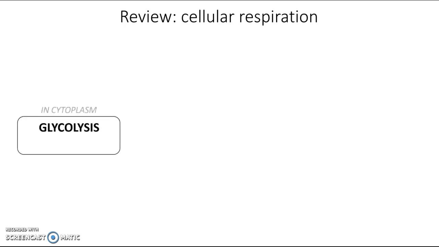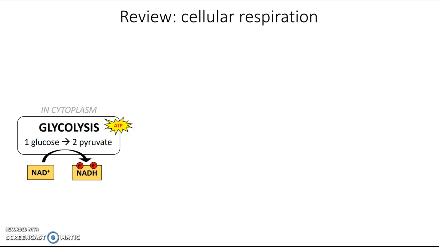So as you know, the first phase of cellular respiration is glycolysis, which takes place in the cytoplasm. In this process, one glucose gets broken into two molecules of pyruvate, and NAD also picks up hydrogen ions and high-energy electrons to become NADH. Along the way, a little bit of ATP is produced too.